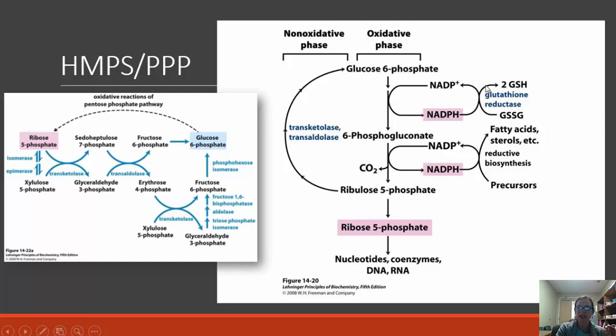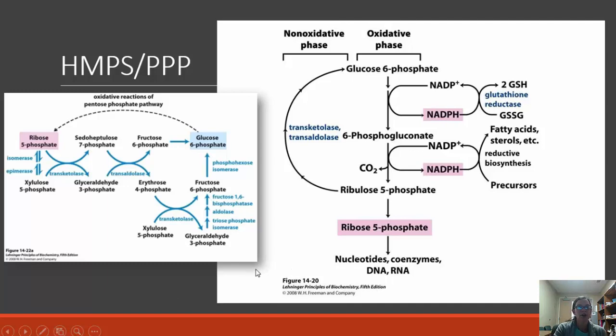And I don't know if from your prior classes you recognize this glutathione reductase, but that is utilized by our red blood cells. Okay, and now we keep going through this pathway, and we ultimately produce not only NADPH, but we also can produce ribose 5-phosphate. That's going to be an integral part of our nucleotides and our DNA and our RNA, for instance. So that was our oxidative phase.